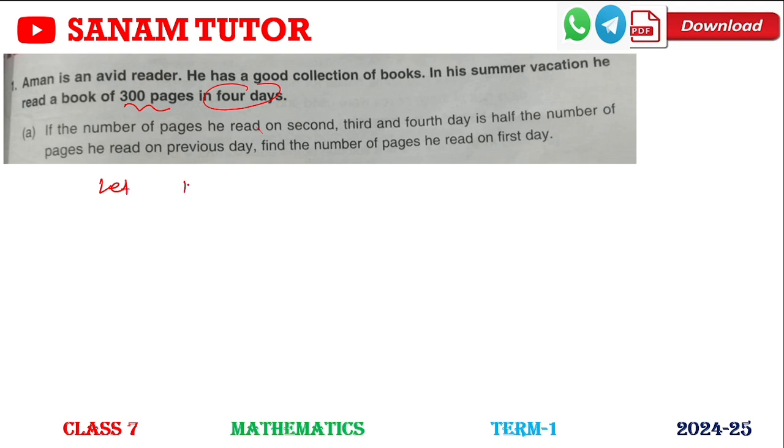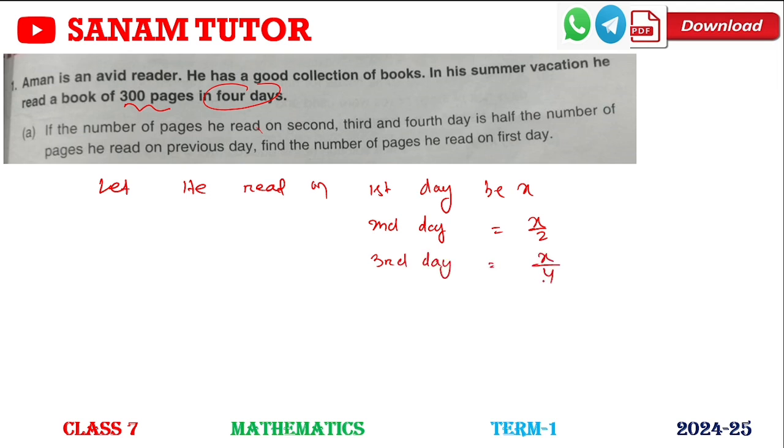Suppose he read X pages on the first day. Second day how much? Half of the first day, that is X by 2. Yes or no? On the third day, he read X by 4 because X by 2 into 1 by 2 is X by 4. Yes or no? Half means 1 by 2. So on the fourth day, he read X by 8.